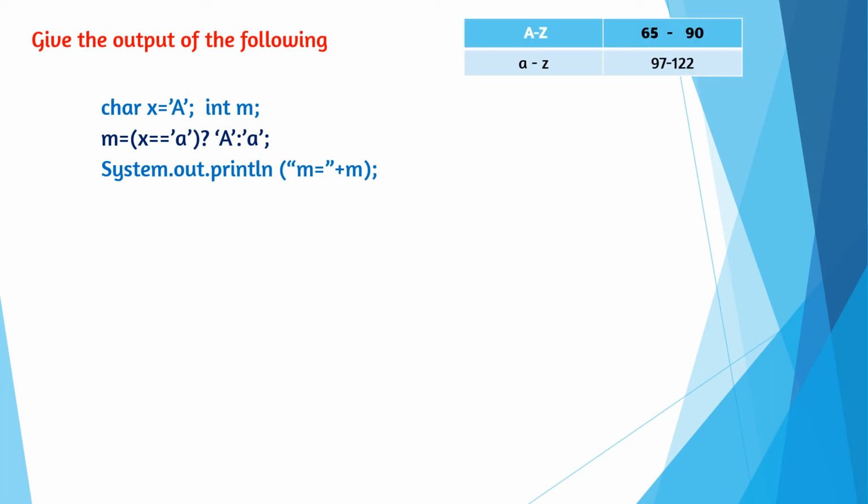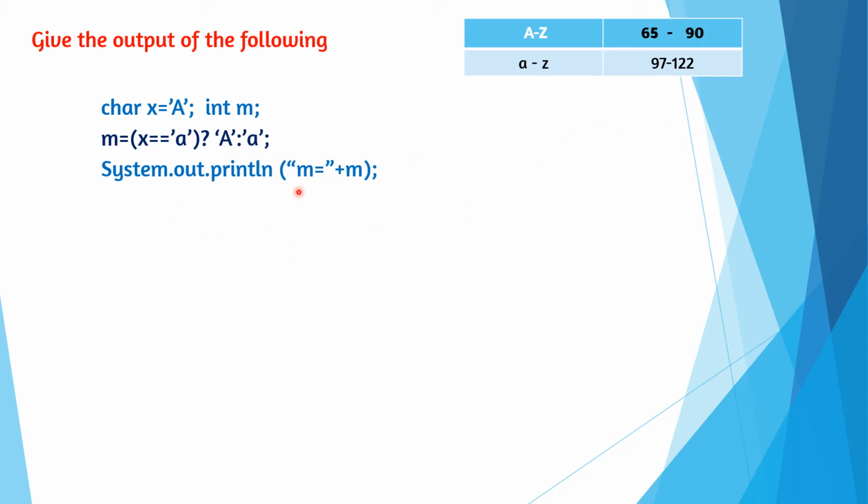We have already discussed the ASCII code. Capital A to Z is 65 to 90. That means capital A is 65, capital B 66, capital C 67, up to 90. And small a to z is 97 to 122. Small a is 97, small b is 98, like that up to 122. So here the code of small a is 97.